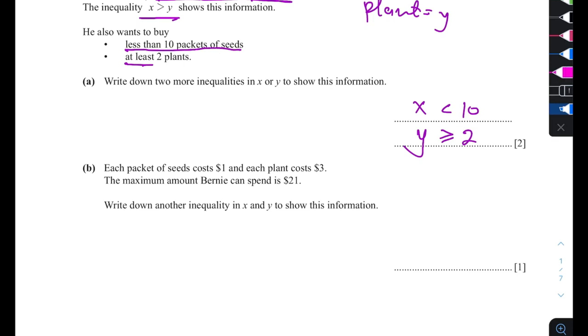All right, let's continue. We are told that each packet of seed costs $1 and then each plant costs $3. You can spend a maximum amount of $21. What that basically means is X plus 3Y, okay, because seed is X, plant is Y, so X plus 3Y, and the maximum, that means less or equal to 21. You cannot go beyond $21. So this is how you will write down the inequality.